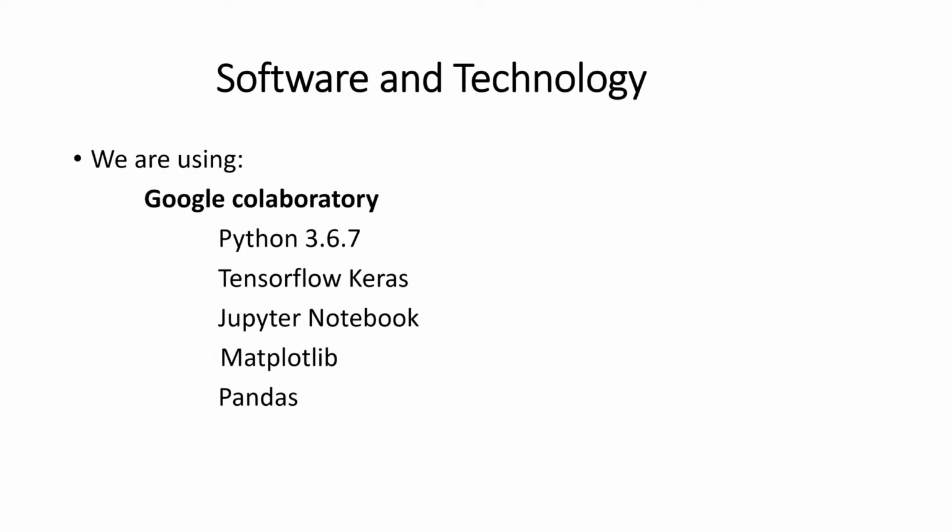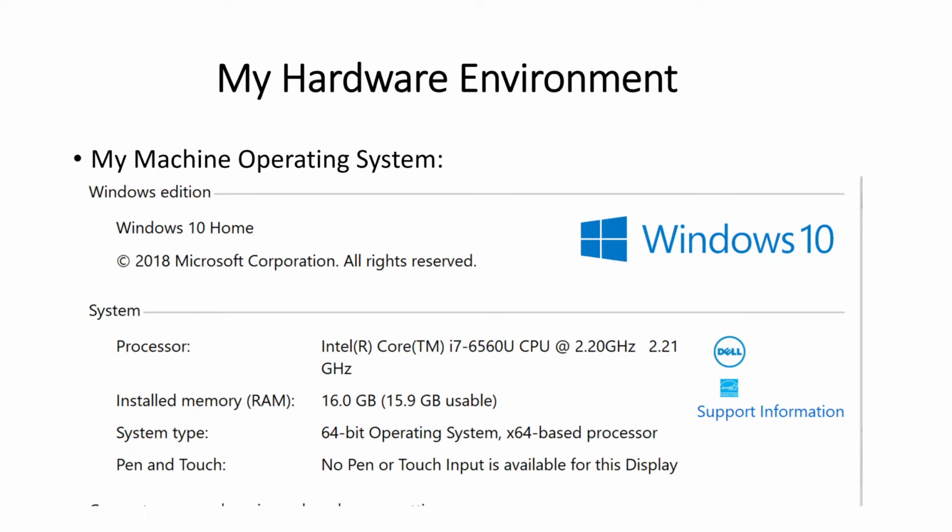These are the software and technology we have used: Google Collaboratory, Python, TensorFlow Keras, Jupyter Notebook, Matplotlib, Pandas. Google Collaboratory was very efficient and very helpful. On my machine, which is a 16 gig i7 processor, it was running 30 minutes per epoch, whereas on Google Colab it completed in 1 minute. I was really impressed, and I could run multiple times. And this is my machine configuration. It has 16 gig, and it was a good machine.